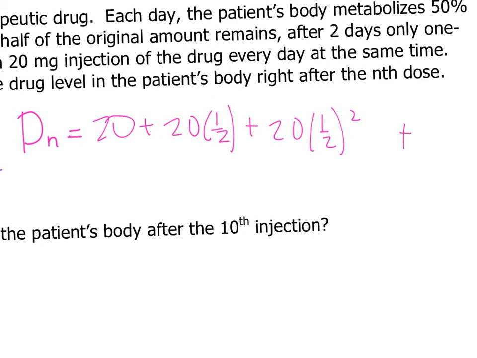Basically what you're doing is showing the pattern there. And then I'm seeing a lot of you just jump right to the last term, which is 20 times 1/2 to the n minus 1. But what you really need to show is that there are terms in the middle, okay? So you have to indicate that there are terms in the middle. Otherwise, you're saying that those are the only terms, right?